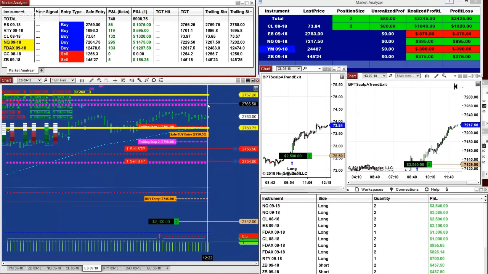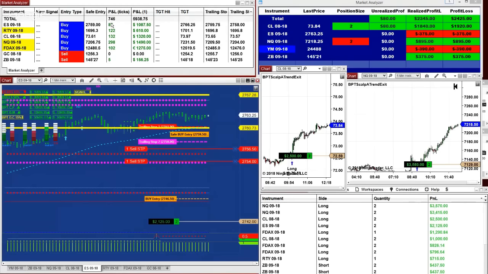And on the market analyzer, based on 1 minute, we still have one contract. We have 744 ticks based on the last entry signal: 87 ticks on ES, 122 on Russell, a CL 132, 294 on NASDAQ. Yes, ticks, not pesos. And then we have DAX, 100 ticks, gold, just one small banana here, and the 30-year Treasury bond, 5 ticks.